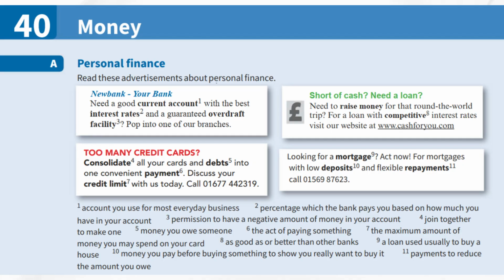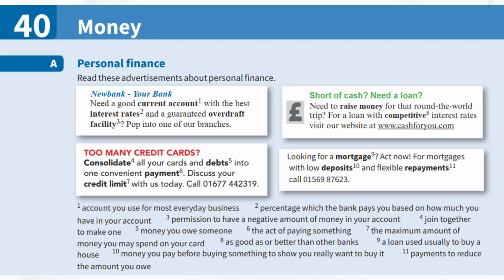Personal finance. First, let us look at some advertisements about personal finance to understand the key terms. One bank advertises a good current account, which is the account you use for most everyday business, with the best interest rates, which is the percentage the bank pays you based on how much you have in your account, and a guaranteed overdraft facility, which is permission to have a negative amount of money in your account. You can visit one of their branches.